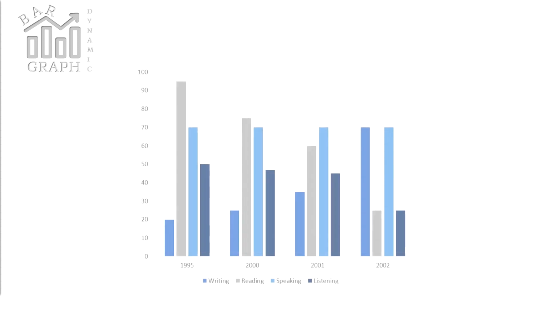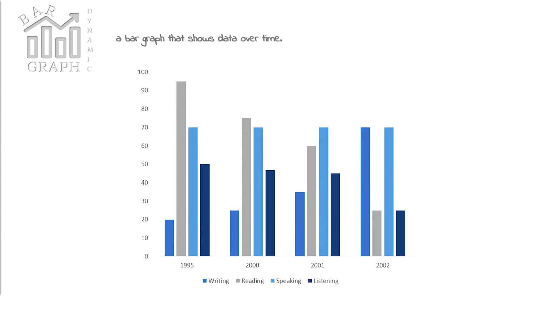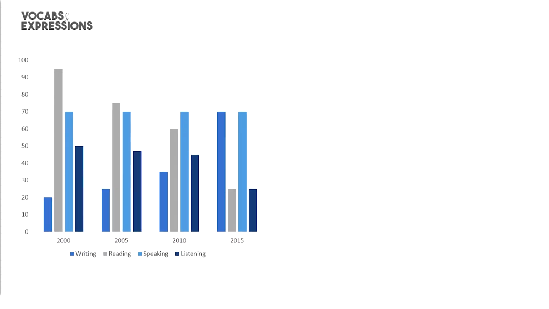To start with, this is the bar graph dynamic that we will study. This bar graph shows data changes over time, 1995 to 2002. So we need to use words that indicate changes. We can use specific vocabulary for upward and downward movements with the past and the present forms.